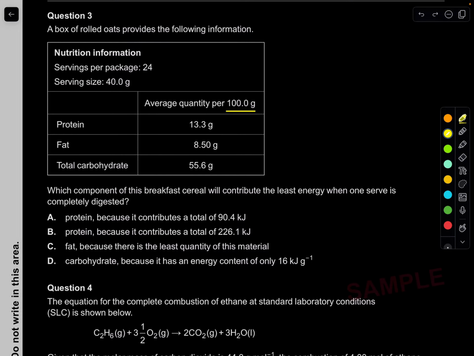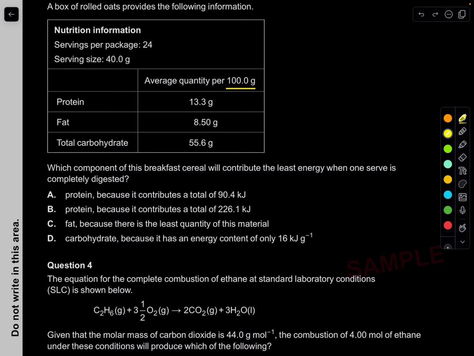So basically, protein's 13.3. Okay, these are all good. Which component of the breakfast cereals will contribute to the least energy? So the less energy, the one that doesn't create the most energy, when one serve is completely digested. Careful here. 1 serve, not 100 grams. So you don't want to use this information to calculate them. We want 1 serve. Remember, 1 serve is 40 grams.